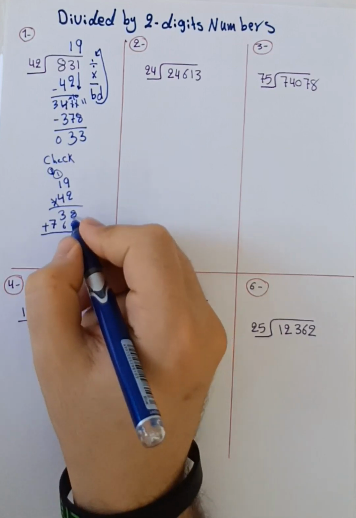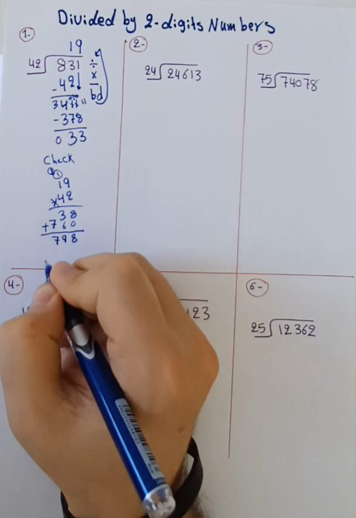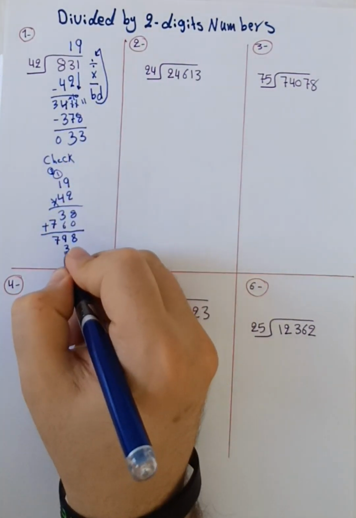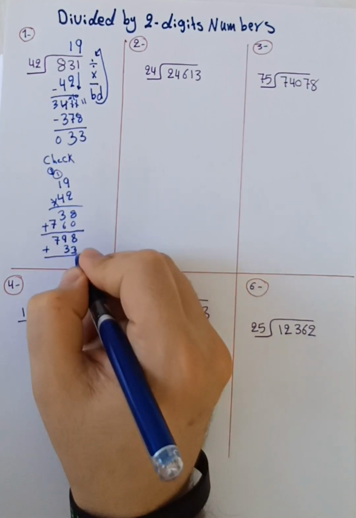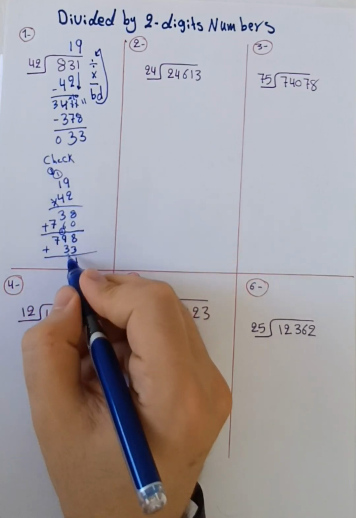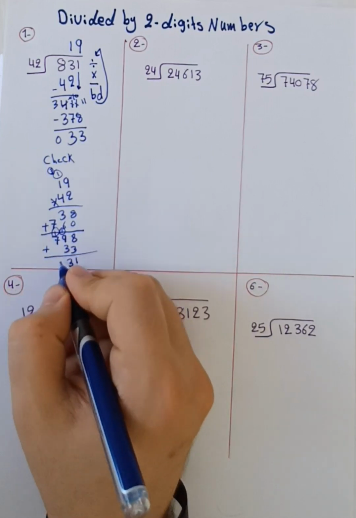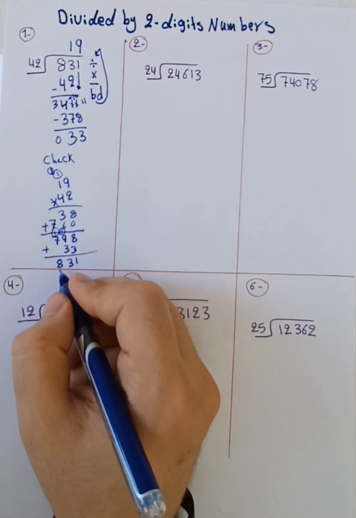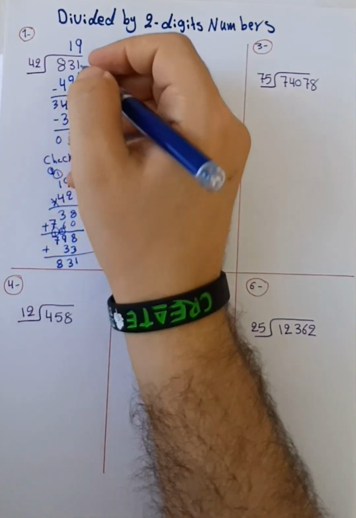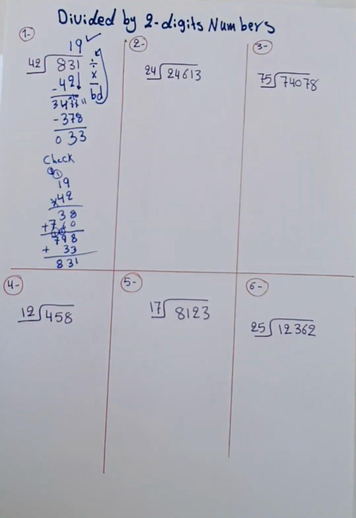Now we have to add the products. 8 plus 0 is 8. 3 plus 6 is 9. 7. And then we have to add the remainder 33. 8 plus 3 is 11, we have to regroup. 1 plus 9 is 10, 10 plus 3 is 13, we have to regroup. 1 plus 7 is 8. We have 831 and the dividend is 831. It means our quotient is correct.